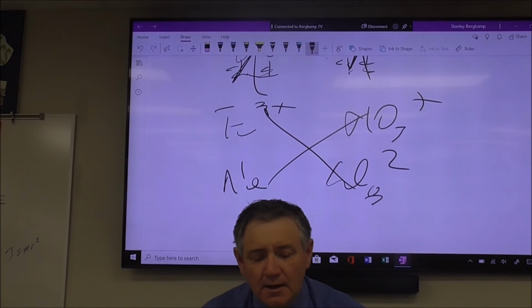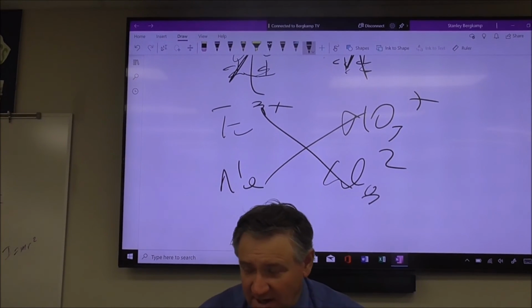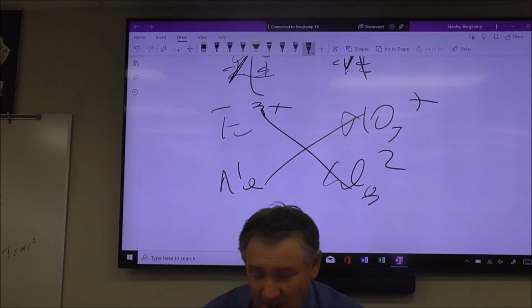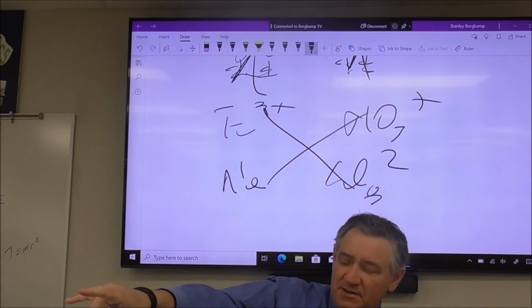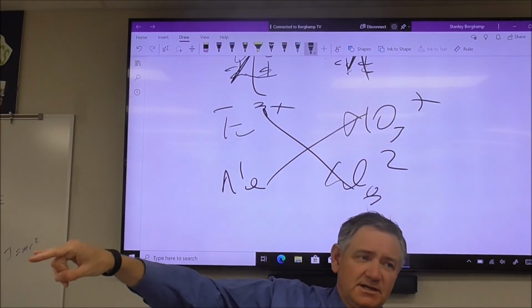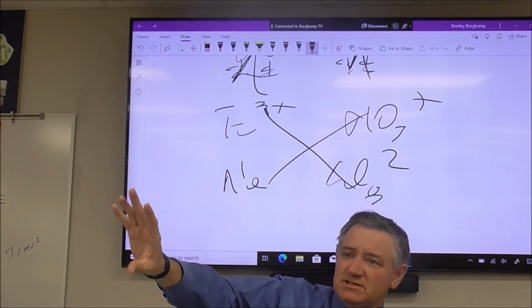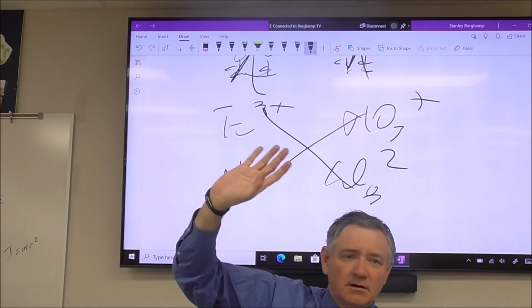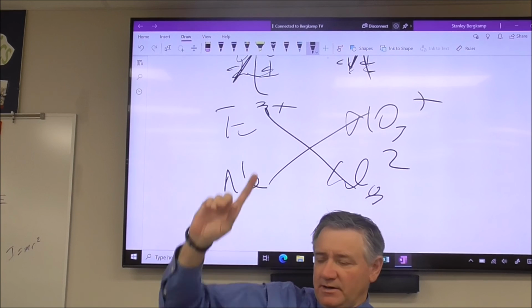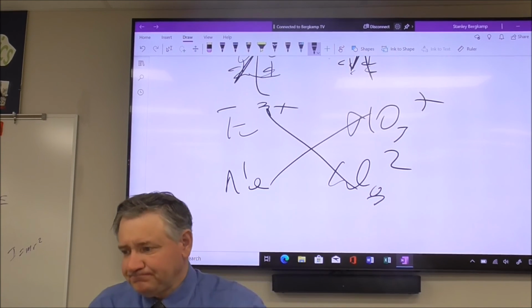I promise you there's going to be net ionic equations. I promise you, I promise you. Now, if you want to hold on to this green sheet and hand it in on Monday and use this as the basis for the test, that's cool. If you're done with it, that's up to you. Now, here's what I'm going to give you for the test.